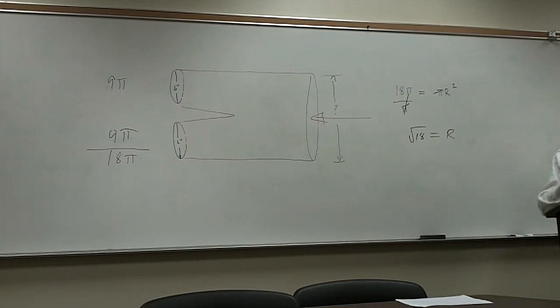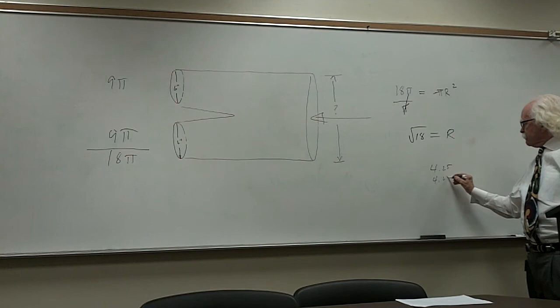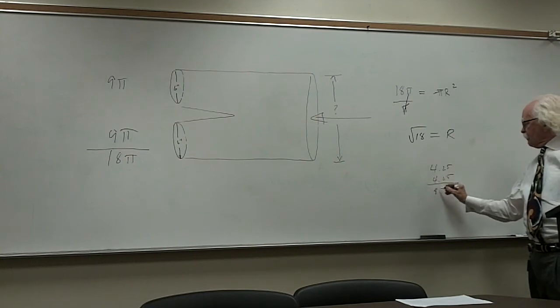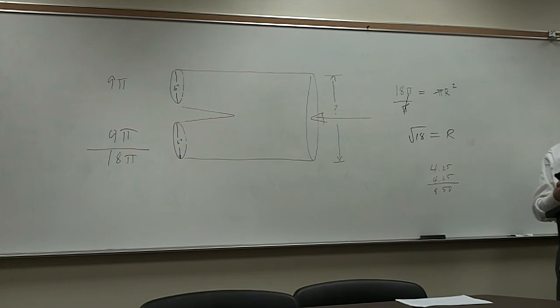It's so simple. What's the square root of 18? 4.24. You gotta multiply by 2. 4.25 is equal to what? 8.5 inches diameter. That was a simple, easy problem. Now go back and tell me why y'all have trouble doing it.